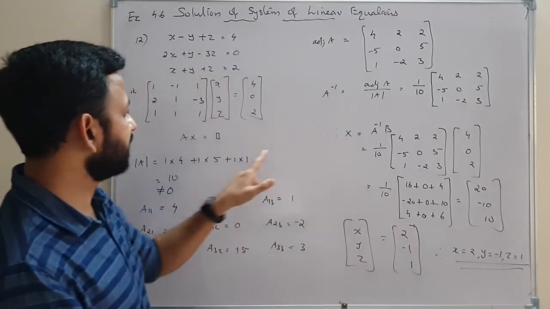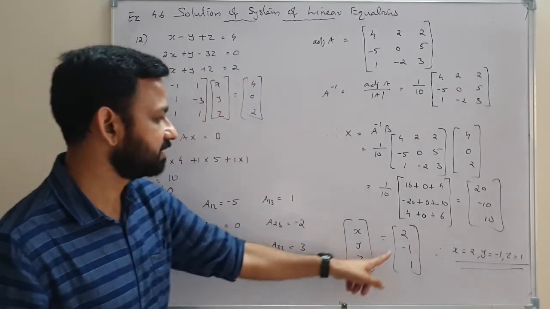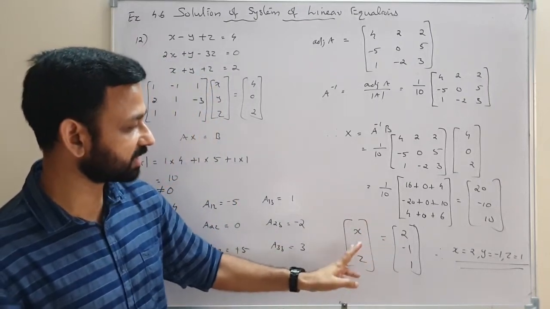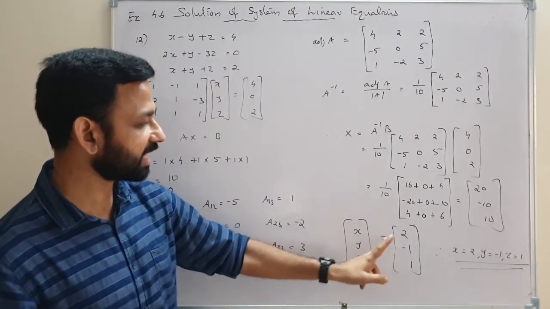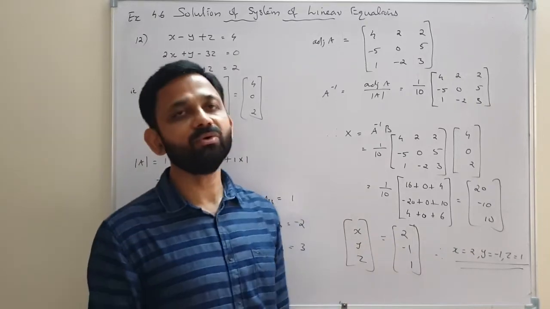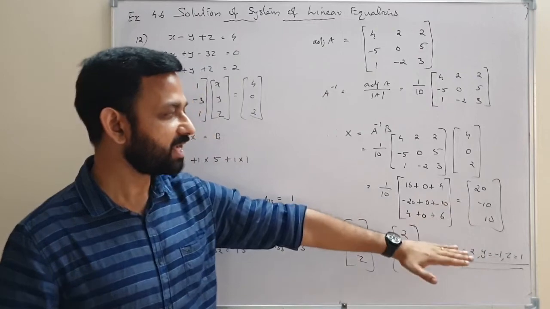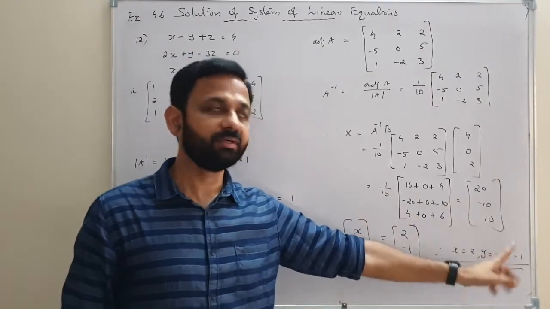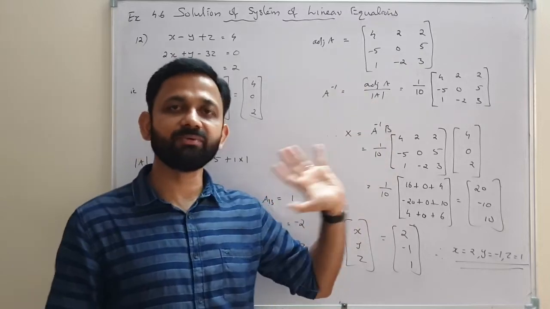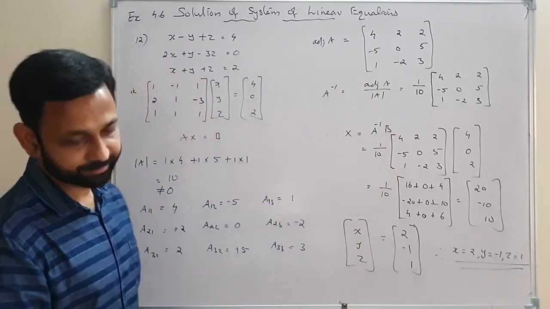Then we can replace x by column matrix x, y, z. So here these two matrices are equal. So we can find the values, corresponding elements are equal. So x is equal to 2, y is equal to minus 1, and z is equal to 1. So this is the solution. And you need to check it properly. The calculations, if I made any mistake anywhere, you have to correct it. Okay.